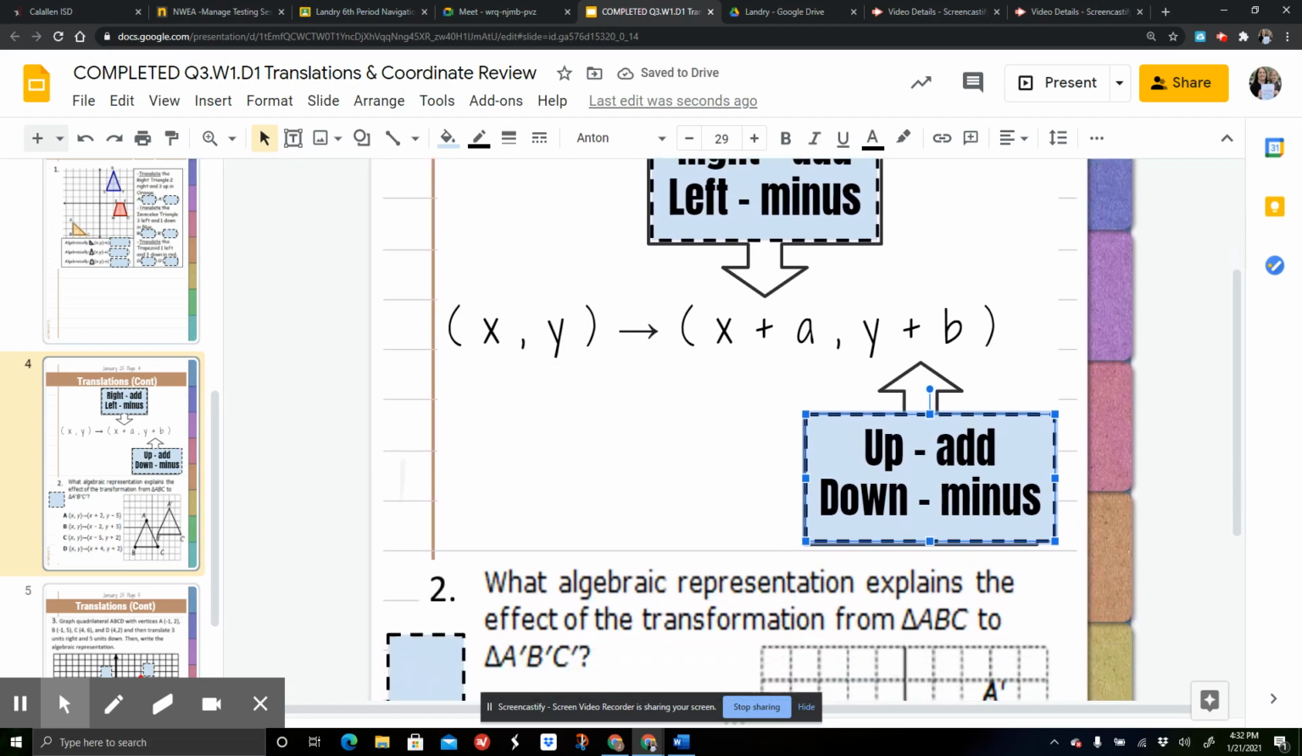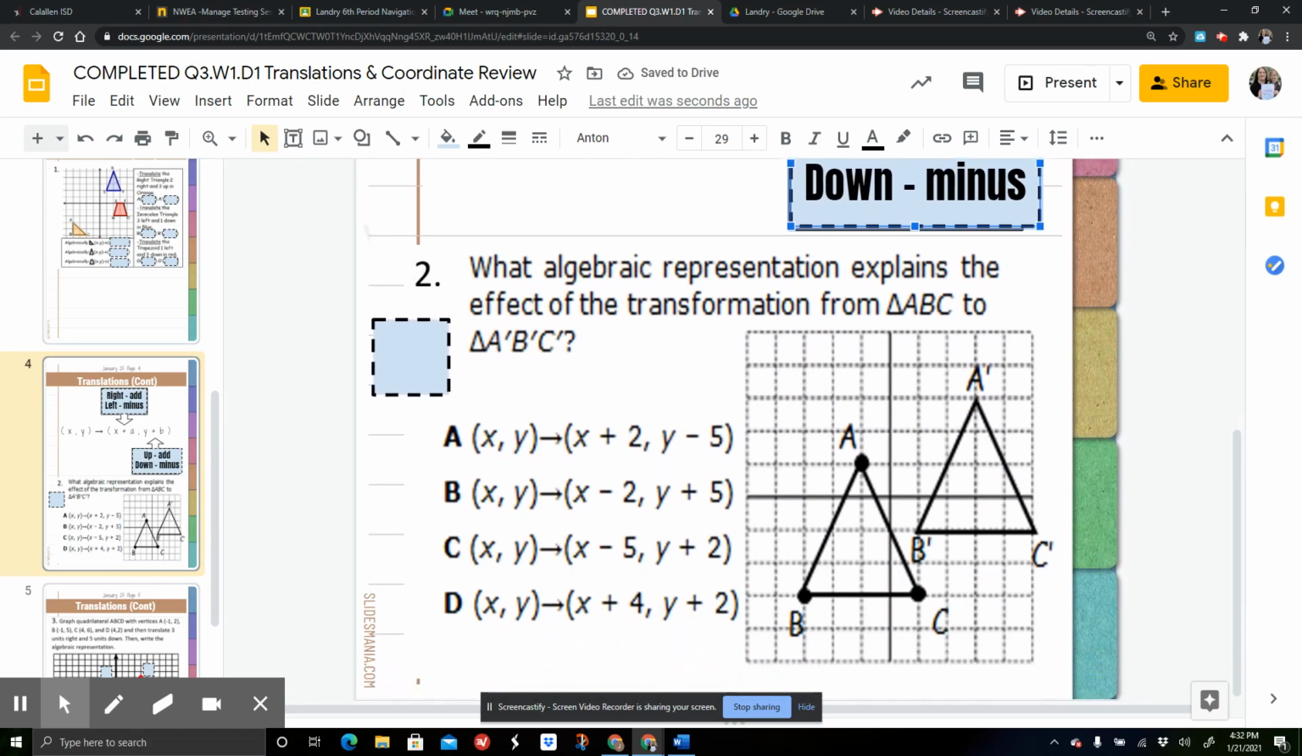Okay, we're going to go on to the next question. It says number 2, what algebraic representation explains the effect of the transformation from ABC to triangle ABC prime? So we're going to look at our old and our new. The original, we're going to look at A. The original A is here, and the new A is here. So we need to analyze our movement.